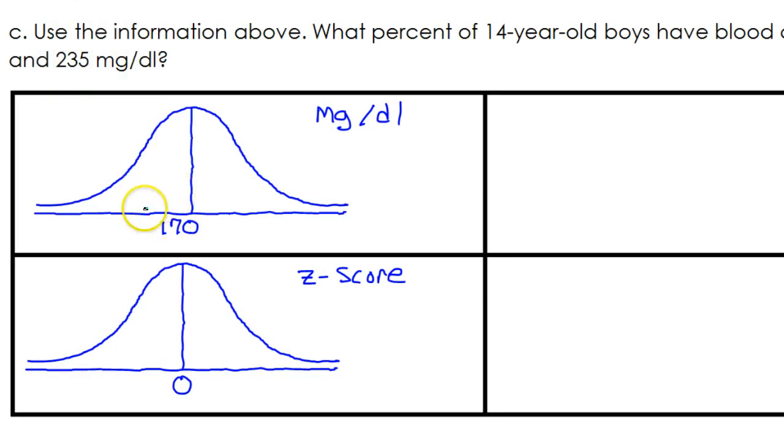Interesting. So 160 will be over here to the left somewhere. Okay, so this will be my 160. And 235 will be over here somewhere. So between 160 and 235. Let's put some similar markings on the z-score graph.